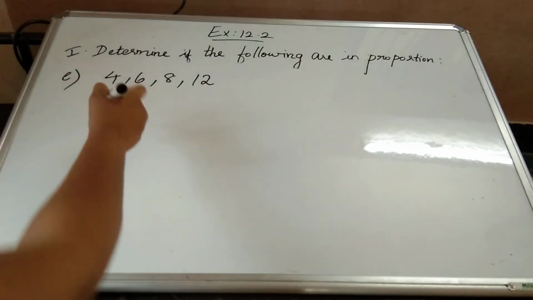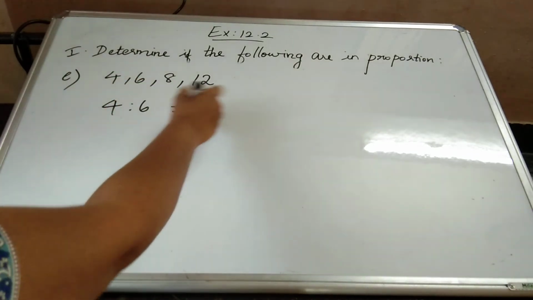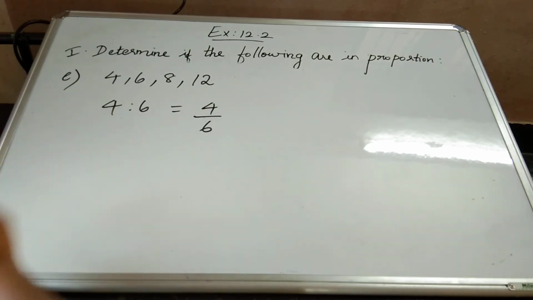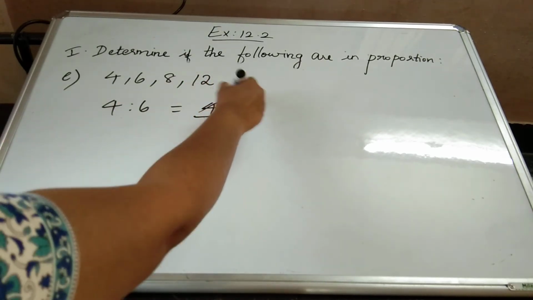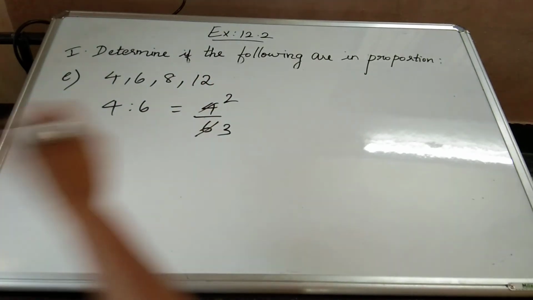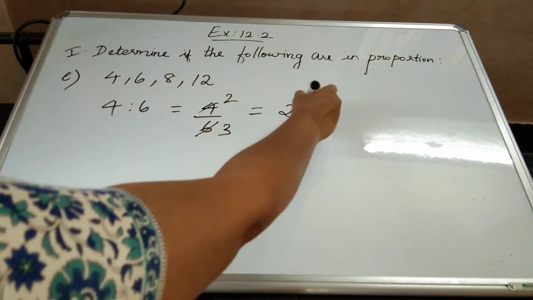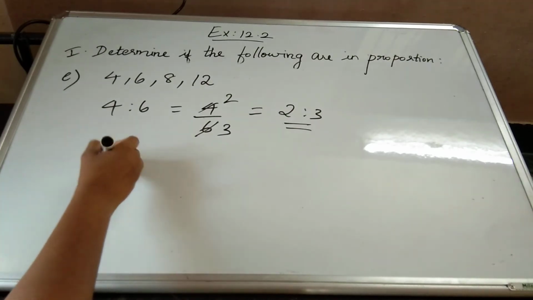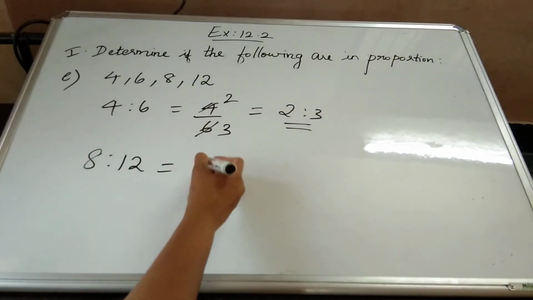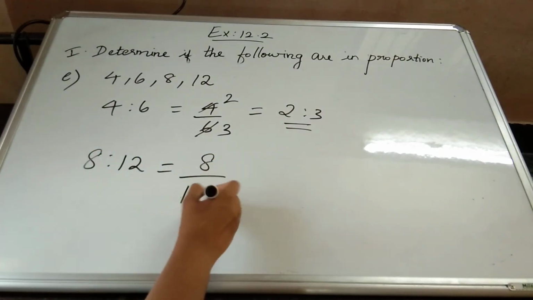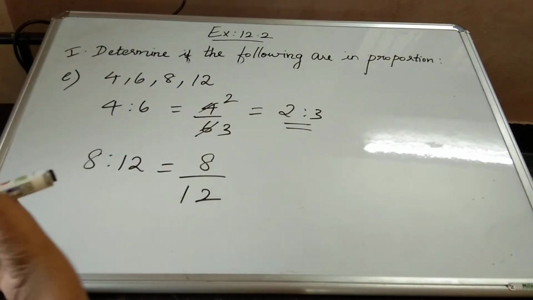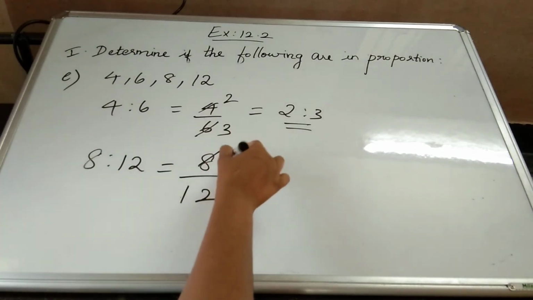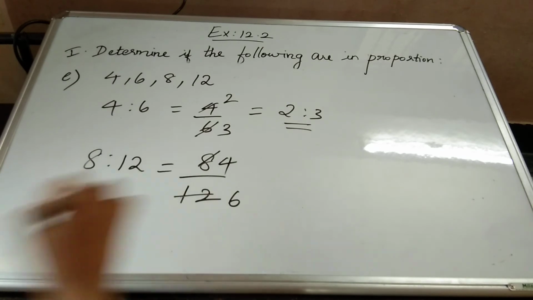Very simple. Okay, so 4 is to 6 is equal to 4 divided by 6. So 2 table, 2 2s are 4 and 2 3s are 6. Okay, so 2 by 3. So 2 is to 3. Okay, now 8 and 12. Okay, so 8 is to 12. So in fraction form it is 8 divided by 12, and 8 and 12 with 2 table I can cancel. So 2 4s are 8, 2 6s are 12.